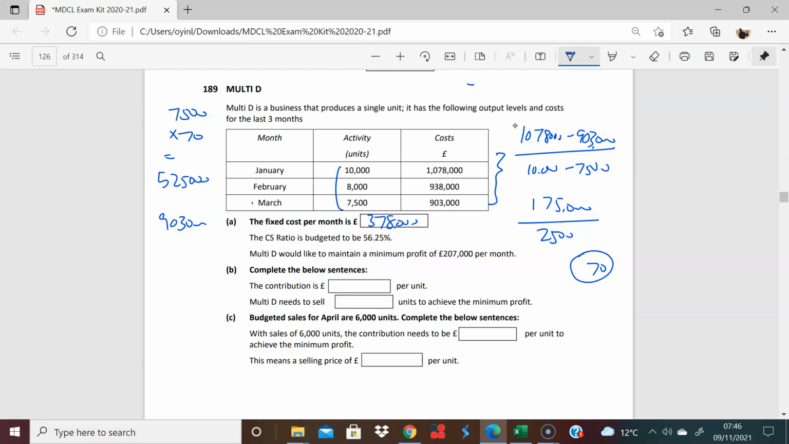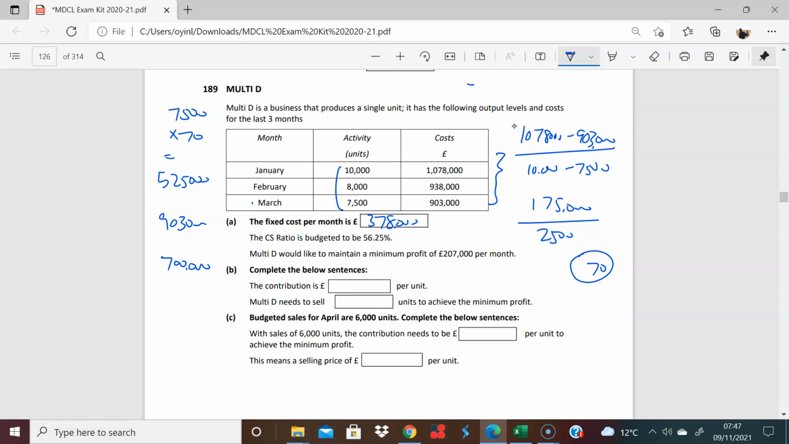Let me just test it here, just to be sure. If I did 10,000 times 70, of course I have 700,000. Take 700,000 away from 1,078,000. Oops, sorry. 700,000 from 1,078,000 is 378,000. So that's right. That's my fixed cost.